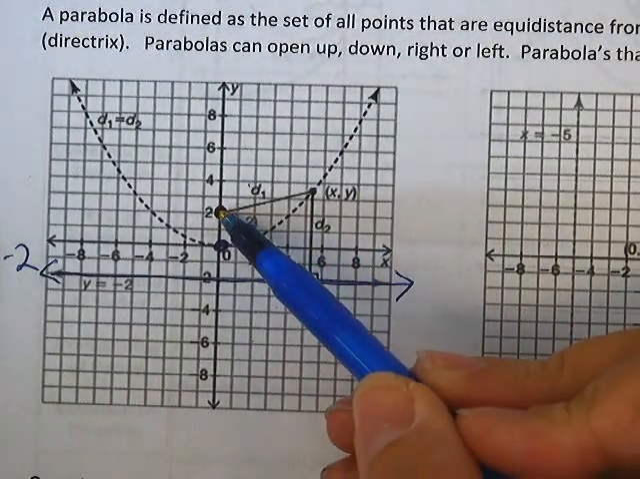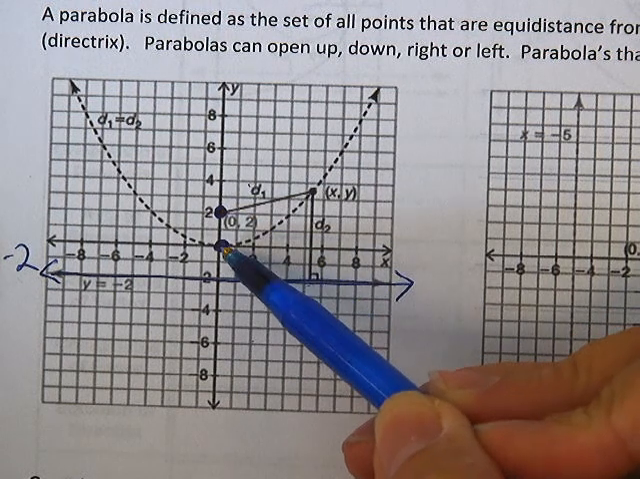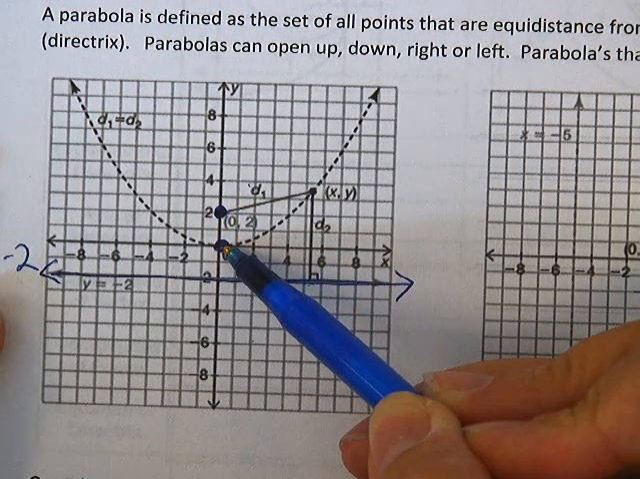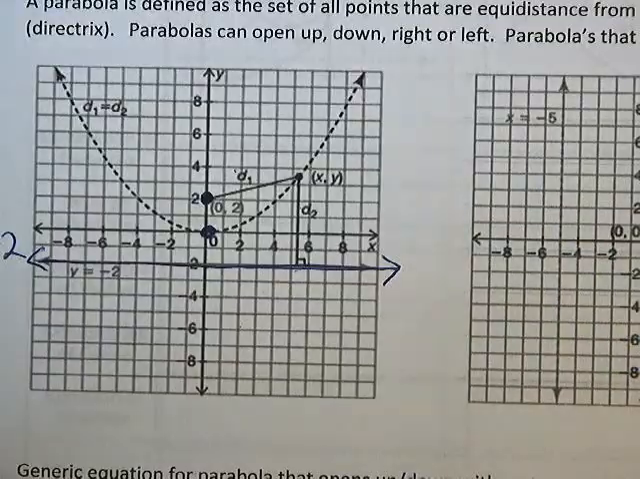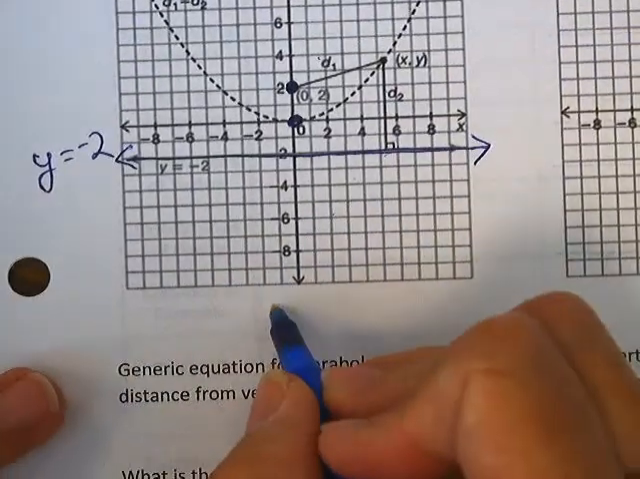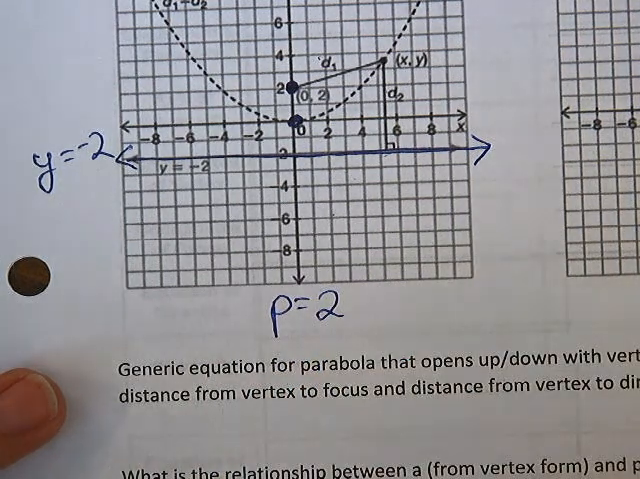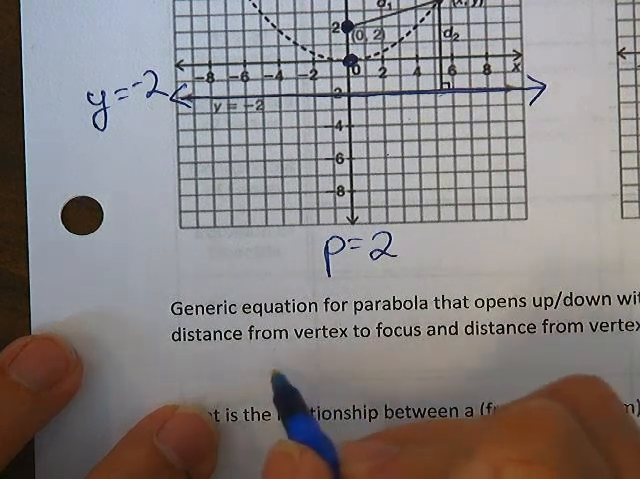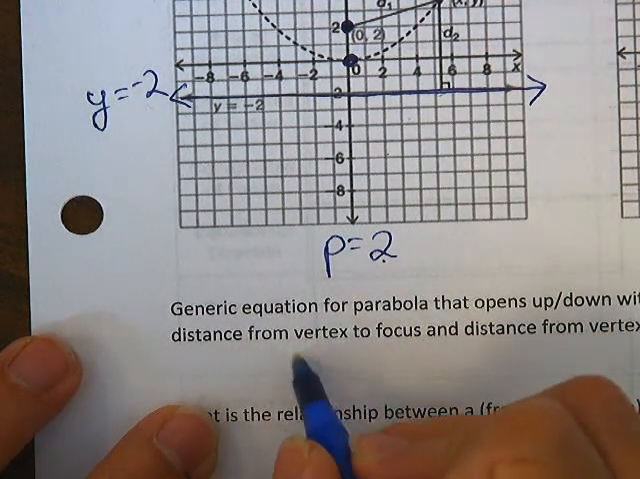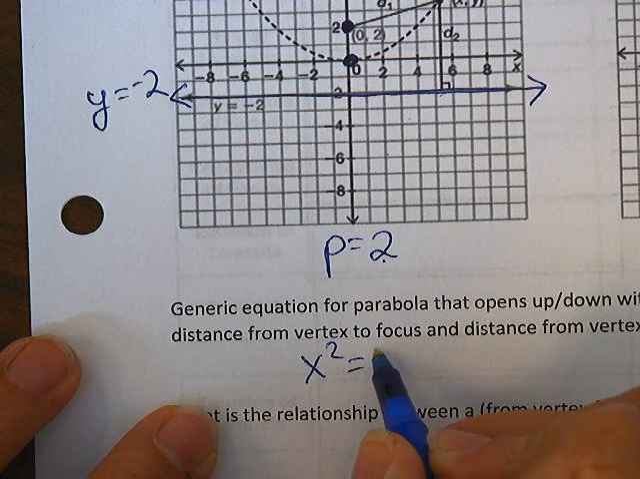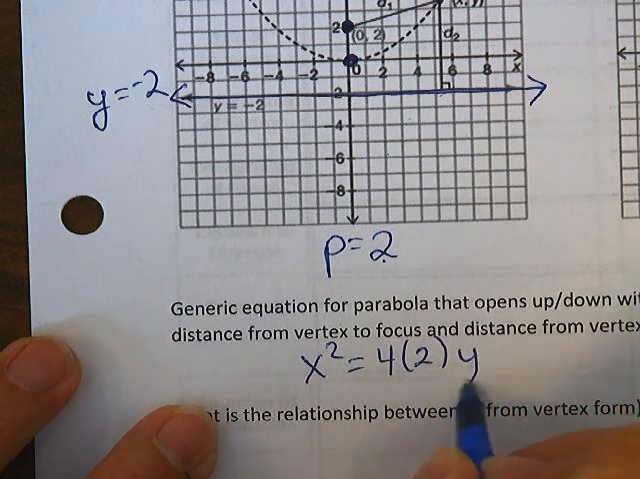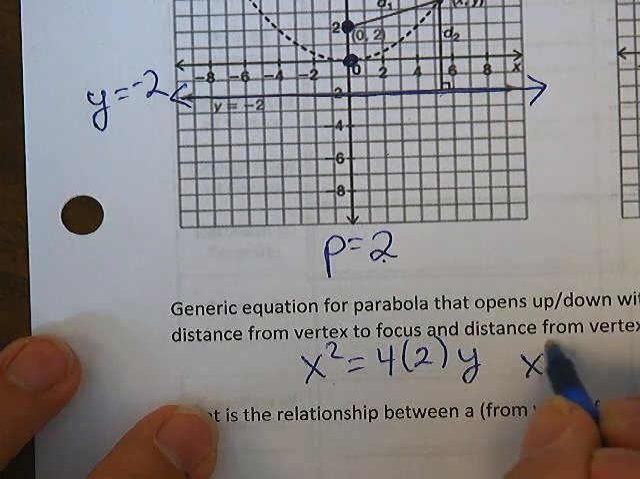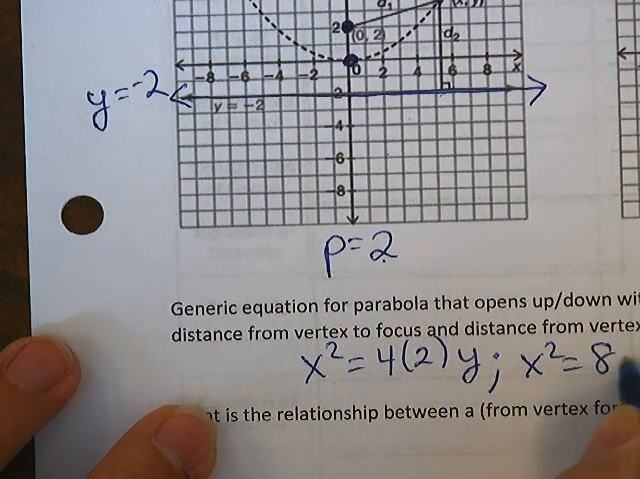On this particular one, the focus is at 0, 2, the vertex is at 0, 0. 2 minus 0 is 2, and that's positive. So my p-value on this guy is 2. The generic equation for this guy, we're going to plug in 2 for p. So it's going to be x squared equals 4 times 2 times y, which is x squared equals 8y.